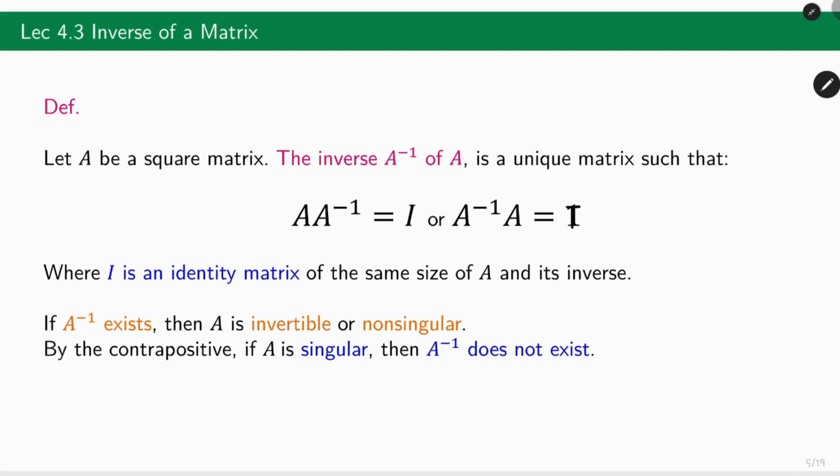If the matrix is not a square matrix, then it doesn't have an inverse. If the inverse exists, then A is invertible or non-singular. Okay, that is the term when we have the inverse. It is invertible. By the contrapositive of this statement, if A is singular, then the inverse does not exist.